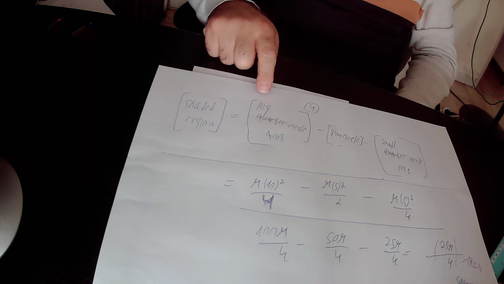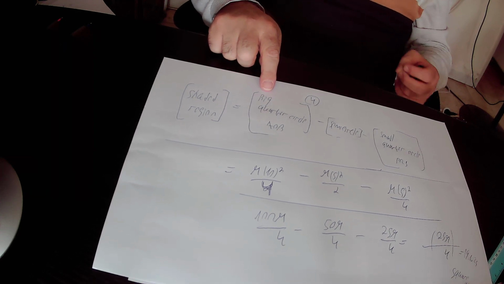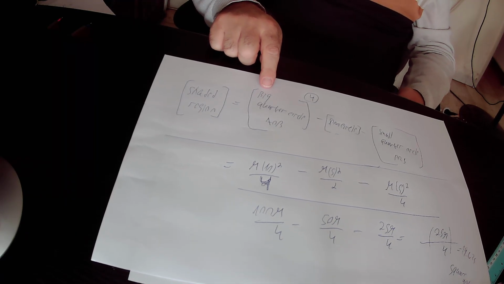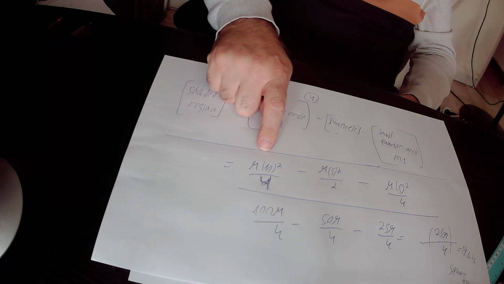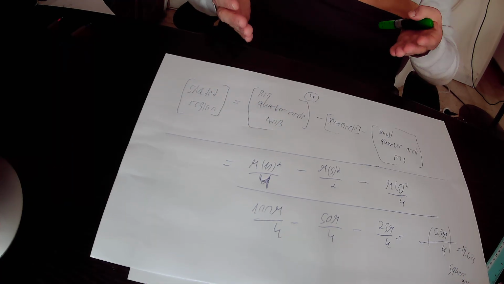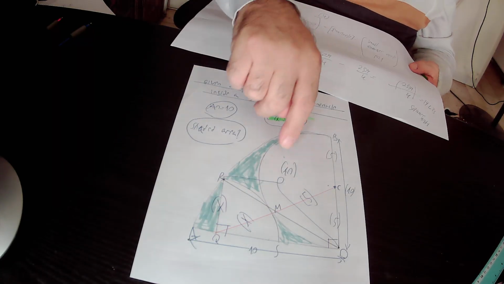So what is the area of the big quarter circle AOB? Because the radius of the big quarter circle AOB is 10, the area of the big quarter circle AOB must be equal to pi times r squared, that is 10 squared over 4. So in total, the area of the big quarter circle AOB equals pi times 10 squared over 4, minus the area of this semicircle.